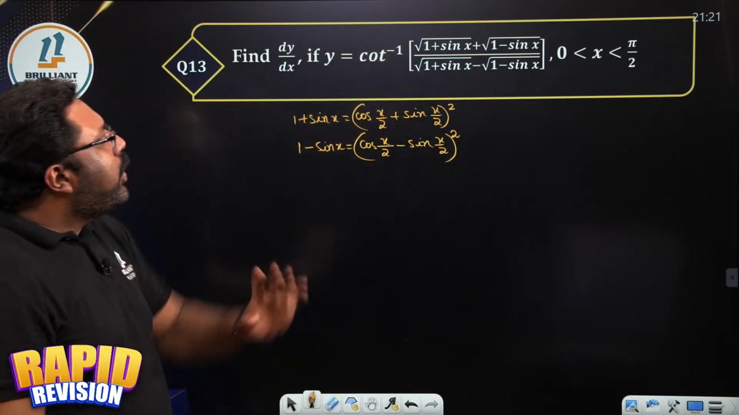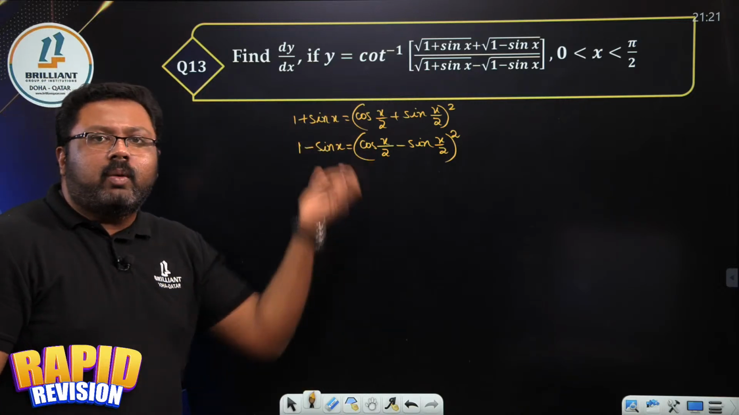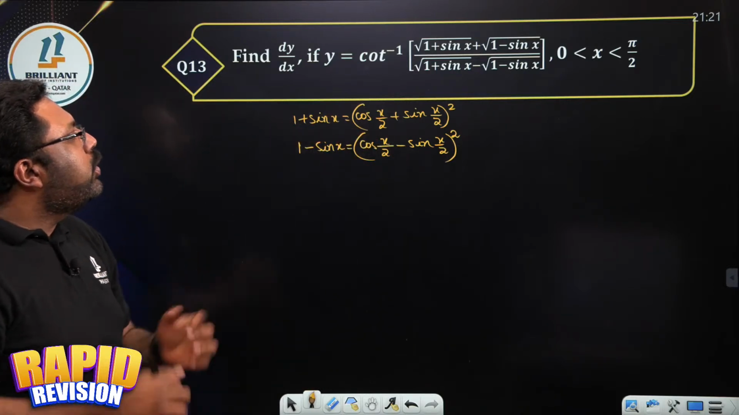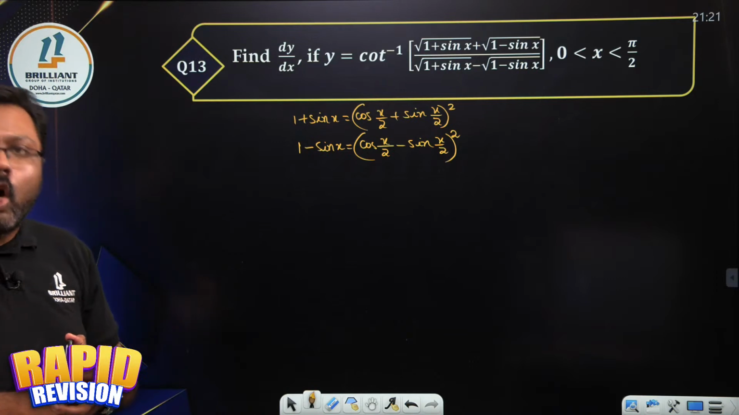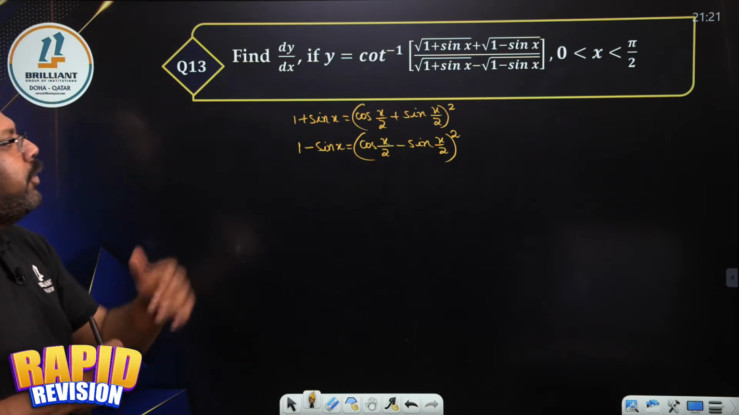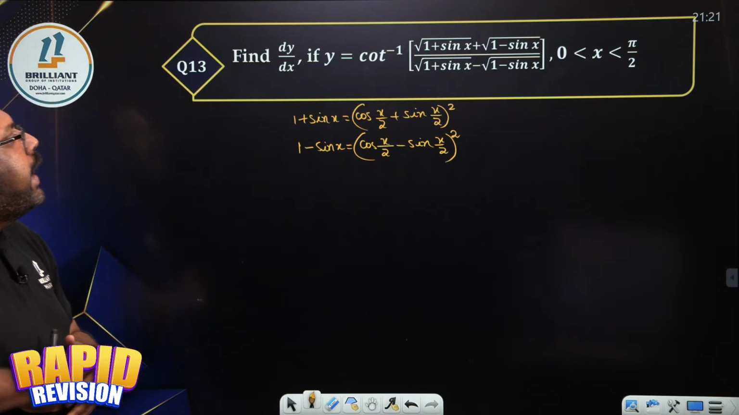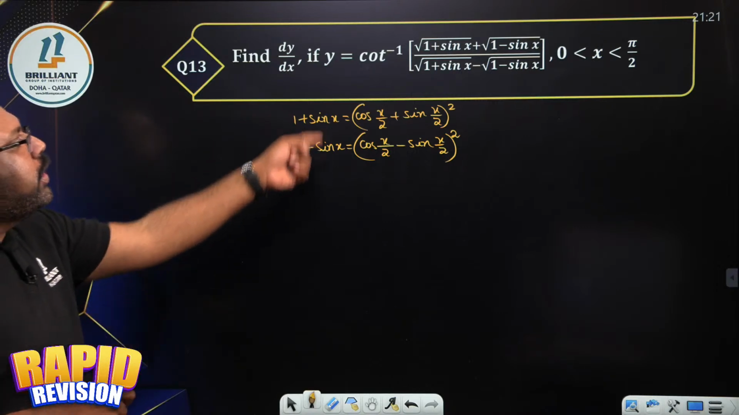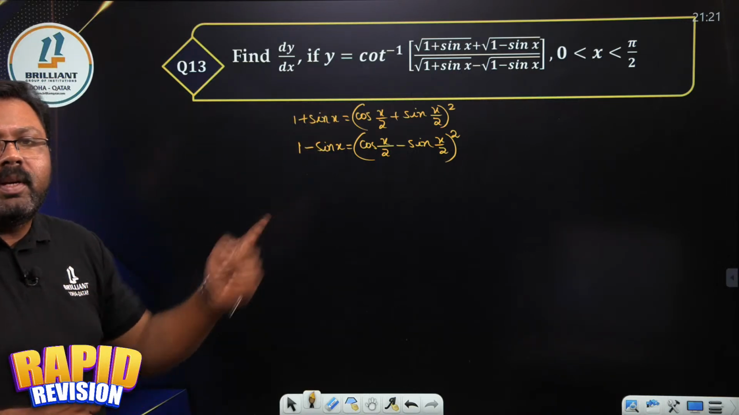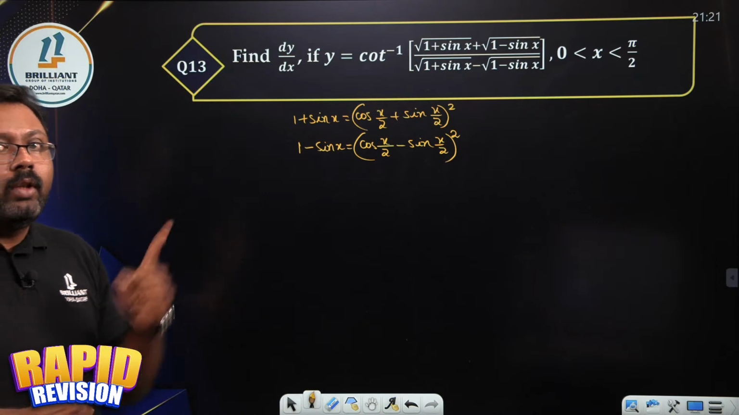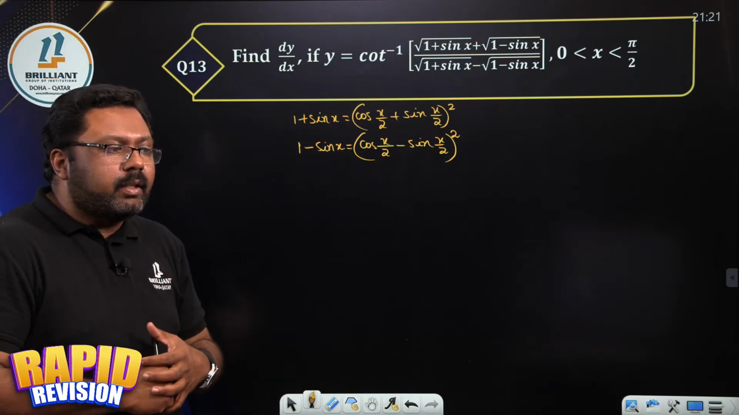The square and square root will cancel. You can simplify it with that, and then divide both numerator and denominator with cos x by 2, which will make it tan 45 plus x. Tan 45 plus x. You can try it at home. It's a very simple question for 3 marks, not for 2, but still practice it. Good question.